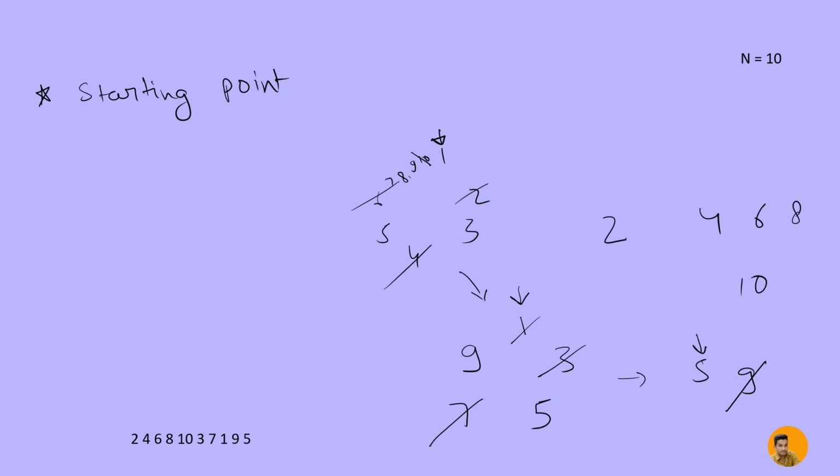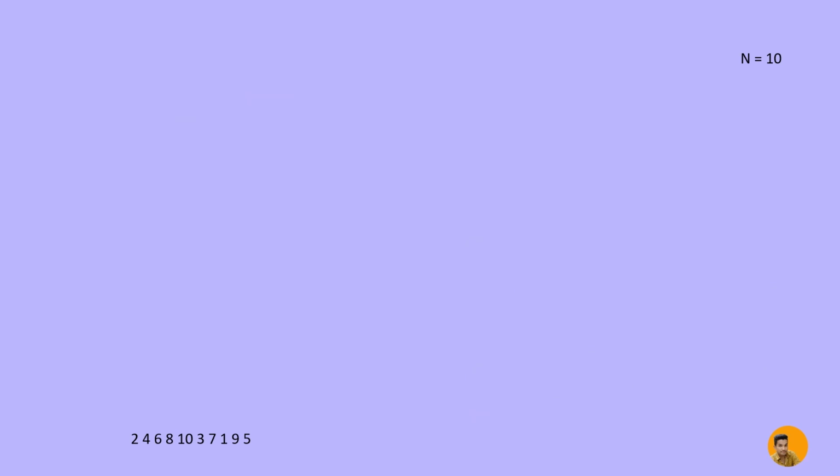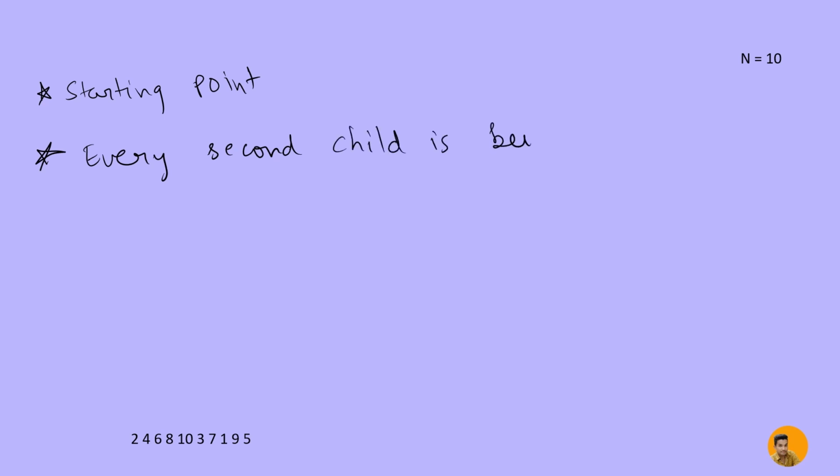So it is clear that we need to know the starting point, and every second child is being removed. That means no matter what the configuration is, you are going to remove the second child once we know the starting point. Let's see one more example.